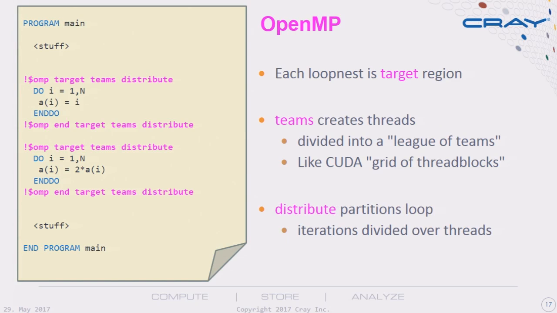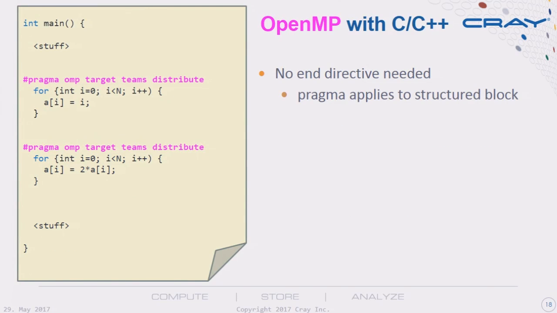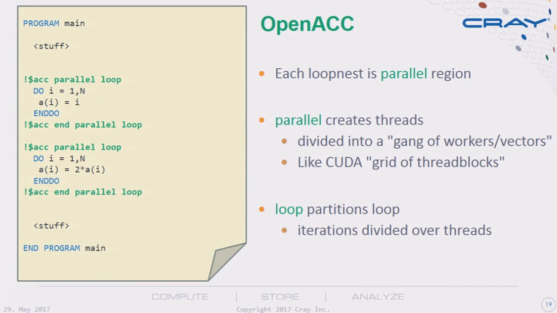This is the example for Fortran code. For C and C++ code, it looks quite similar, but there we have no need to do the closing pragma, since we have our structured blocks anyway. In OpenACC, it looks similar. There we specify with the pragma ACC parallel loop. And we do similar to OpenMP, we do the end parallel loop statement.